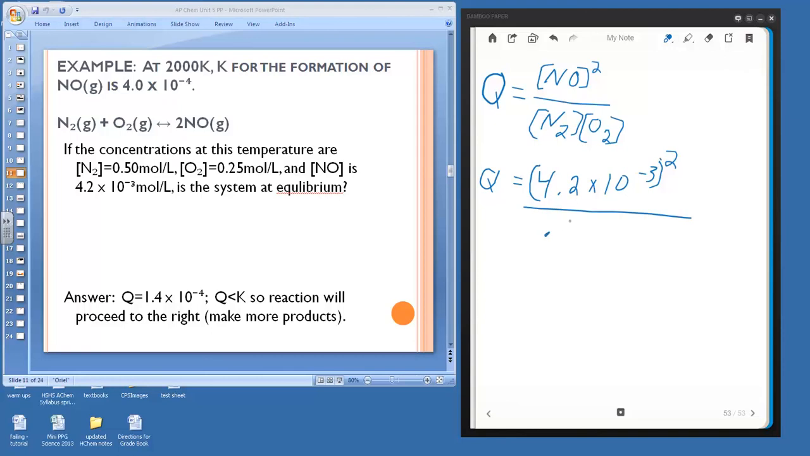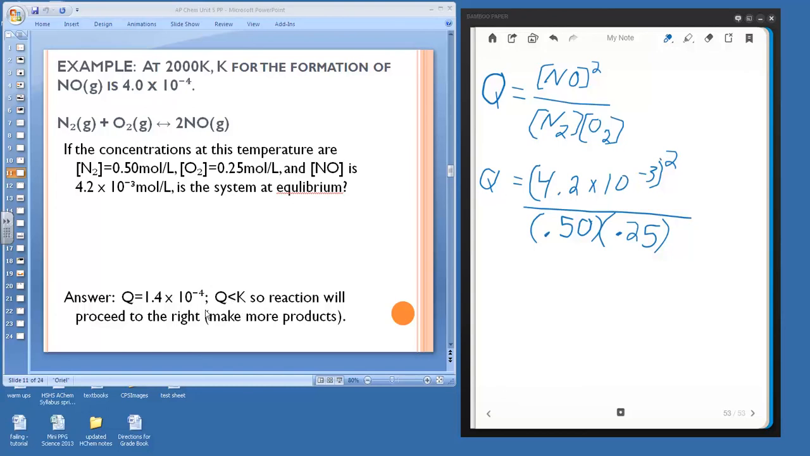I'm doing a really bad thing right now, and I am not using my units. I should be using my units, but we'll see that since we square this one, they will cancel with these down here. You should be using your units right now. Shame on me. And 0.25 for the concentration of O2. Now, when I type that in on my calculator, as it says over here, Q equals 1.4 times 10 to the minus 4. If we compare that to our K, up here, 4.0 times 10 to the minus 4, Q is less than K.